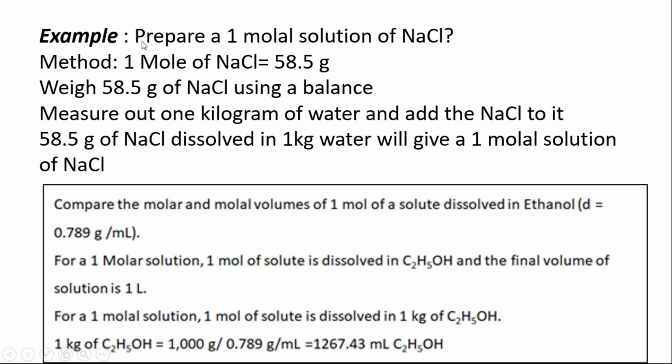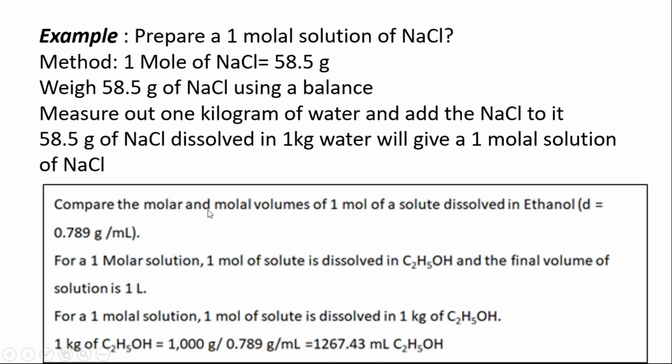So now, preparing a 1 molal solution of sodium chloride. The molar mass is 58.5 grams. You take 58.5 grams of sodium chloride. You measure out 1 kilogram of water. You add sodium chloride to it. You dissolve it in 1 kilogram. It will give you a 1 molal solution of sodium chloride.